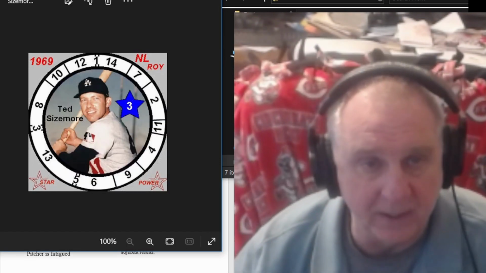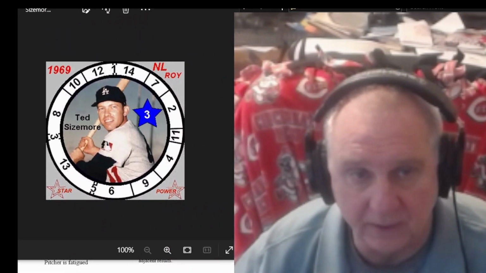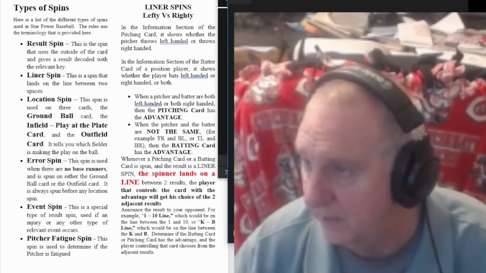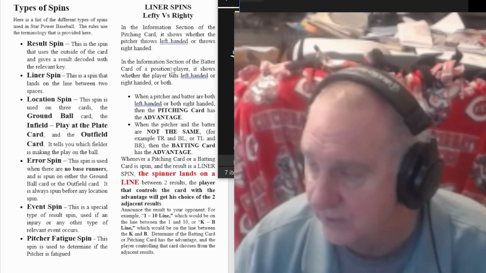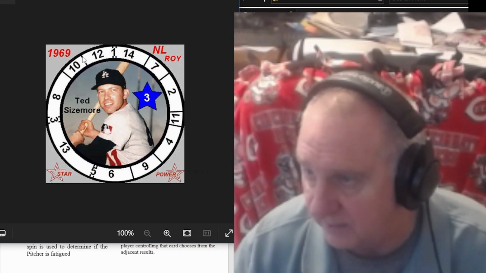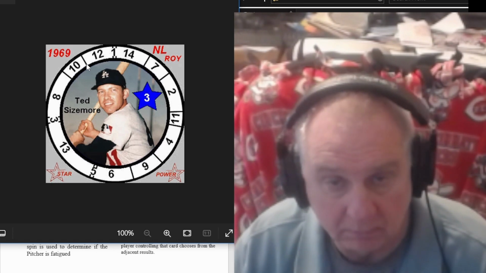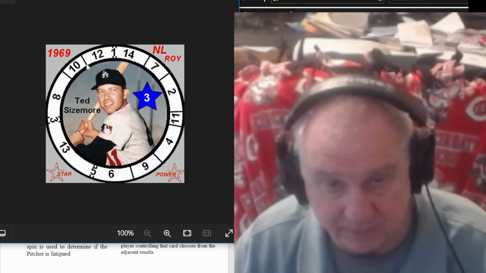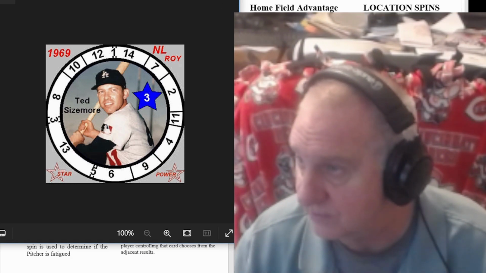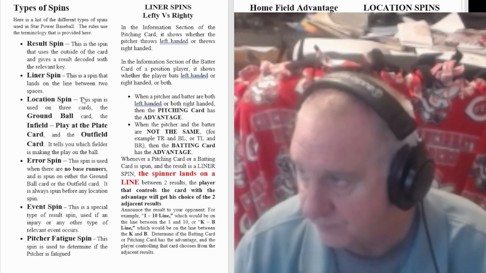The next type of spin is the liner spin. This is a spin that lands on the line between 2 spaces. So if you spun it and it landed right there between the 10 and the 12, you would call that a 10-12 line. It's called a liner spin. Liner spin, lands on the line. Pretty simple, huh?